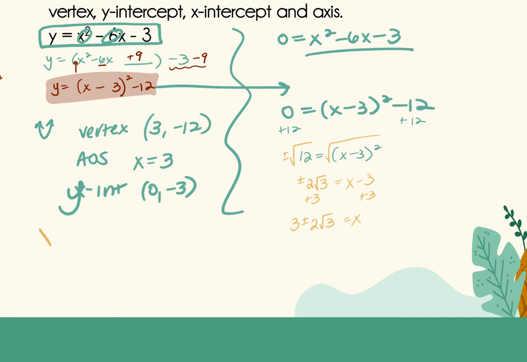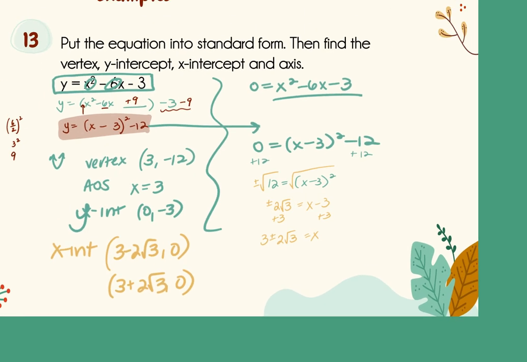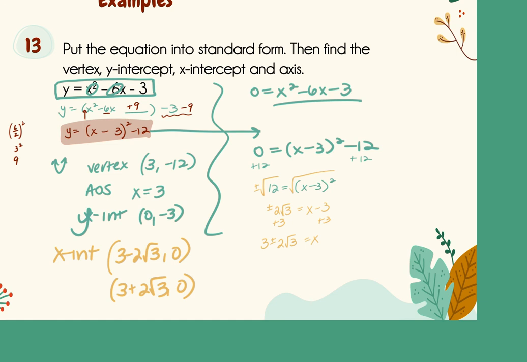So now I have 2 x-intercepts: (3 minus 2 root 3, 0) and (3 plus 2 root 3, 0). How do you graph that? You would approximate it. Root 3 is like 1.7, and I would actually approximate it from square root 12. I would say square root 12 is like 3.5, and I would do 3 minus 3.5 and 3 plus 3.5. But if it's just asking for it, you want to keep it exact. So this didn't ask you to graph it. You would have to approximate it to graph it.